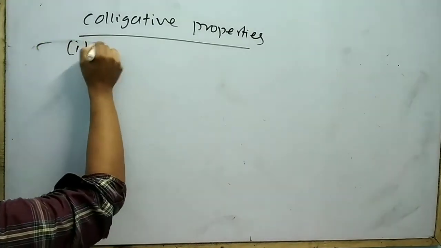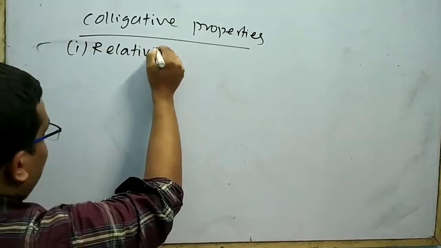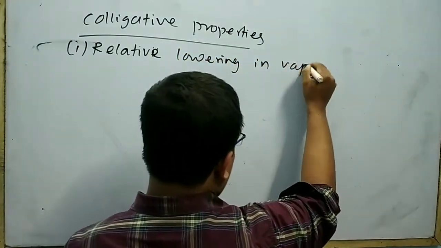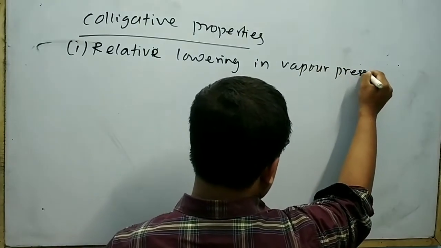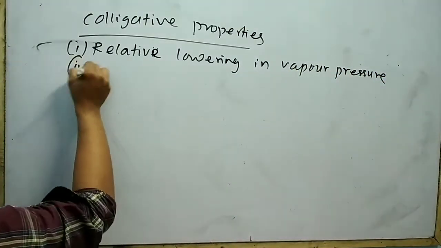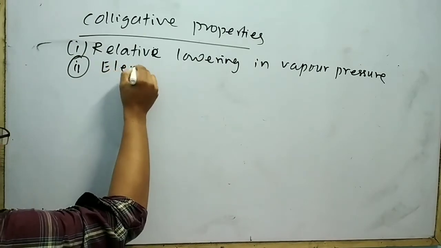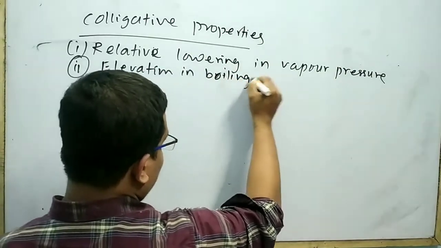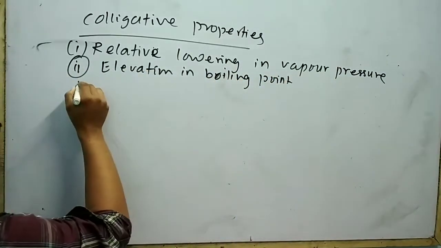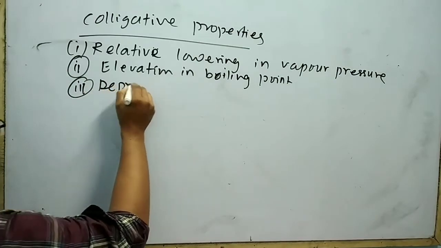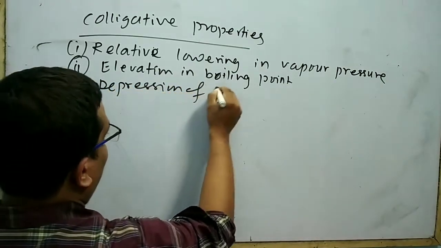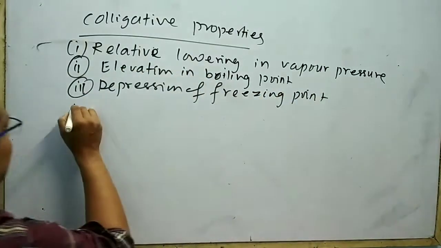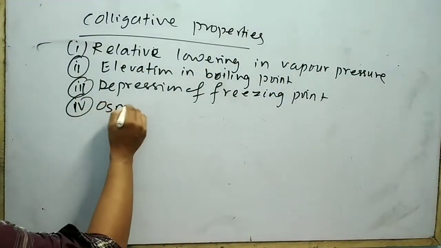One is your relative lowering in vapor pressure. Second is your elevation in boiling point. Third is your depression of freezing point, and fourth is your osmotic pressure.